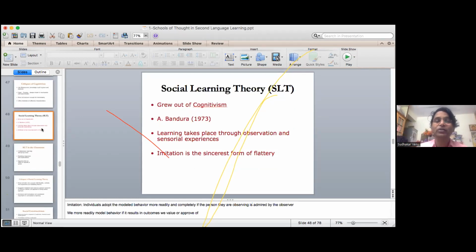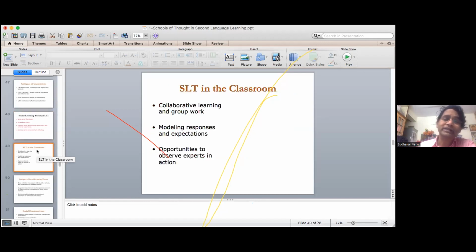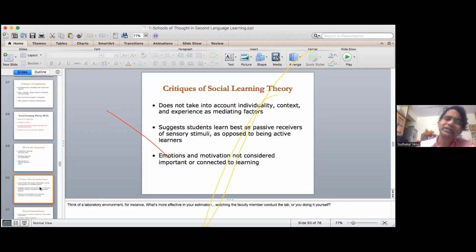Let me talk a little bit about social learning theory, which is given by Bandura and others. Learning takes place through observation and sensorial experiences. That's also a very important part, where they talk about collaborative learning, modeling, responses and expectations, opportunities to observe experts and others. And there are many critiques of social learning theory, because social learning theory also does not take into account individuality, context, and experience as mediating factors. And it suggests students learn best as passive receivers of sensory stimuli. And emotion and motivation are not considered at all in the same way.